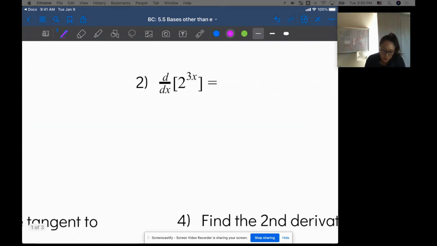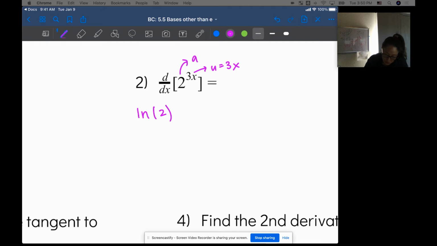All right, number 2. d dx of 2 to the 3x. I can see that my 2 is my a, my u is my 3x. So I have the ln of 2 times what's there, 2 to the 3x, times the chain of 3x, which is 3. Okay, so I can rewrite this as 3 ln of 2 times 2 to the 3x.